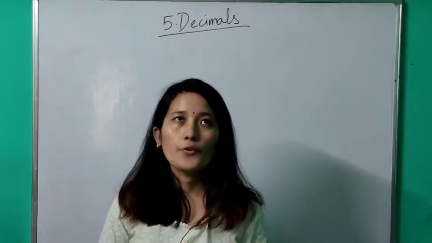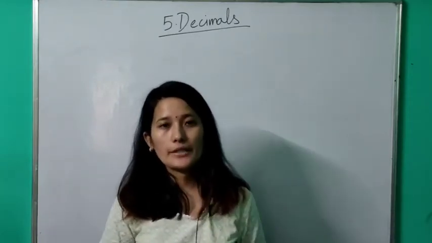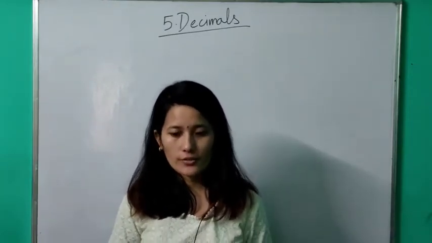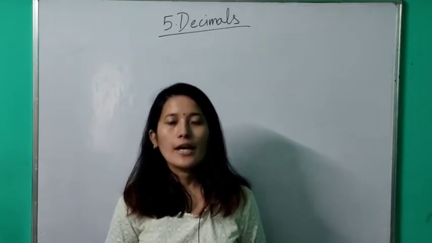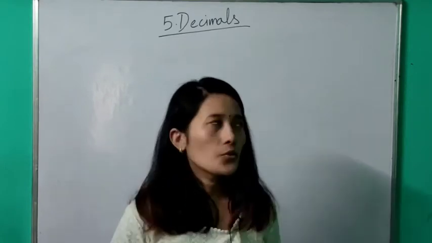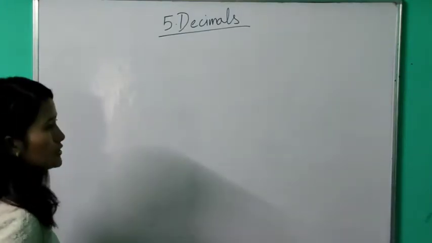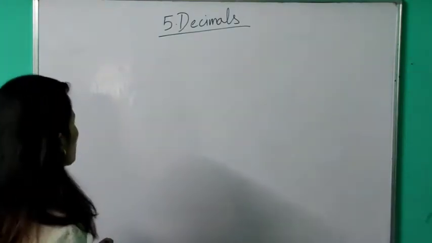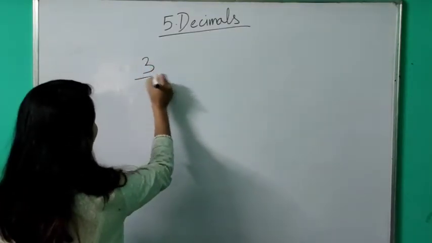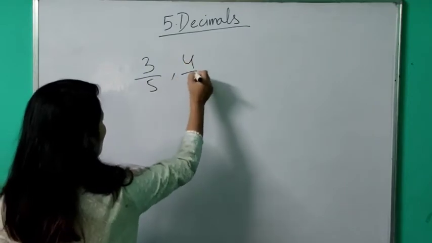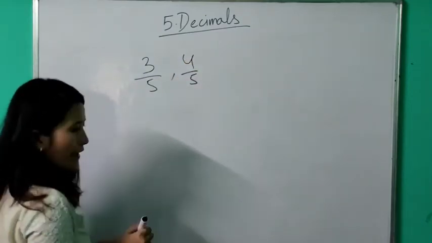So in our previous class we have already completed chapter 4, that is fractions. Today we will start with another chapter, chapter 5, decimals. I hope you all know what a fraction is. Fraction means if a number is written in this form, this is referred to as a fraction.